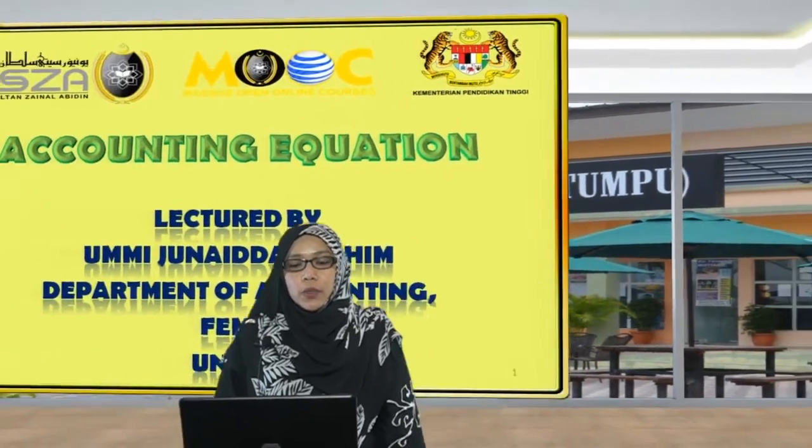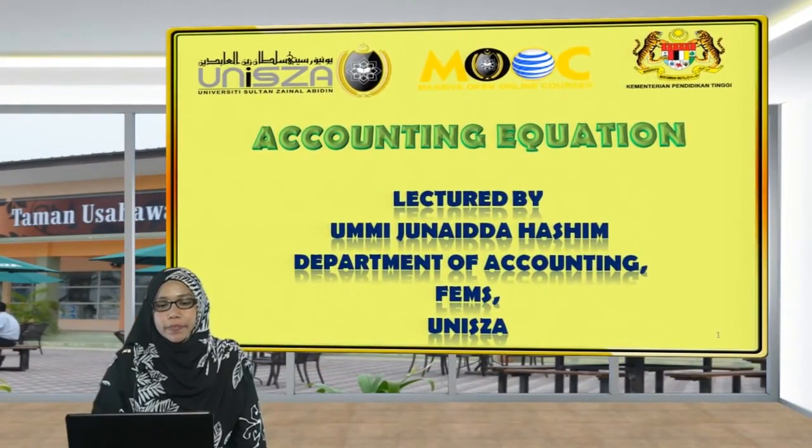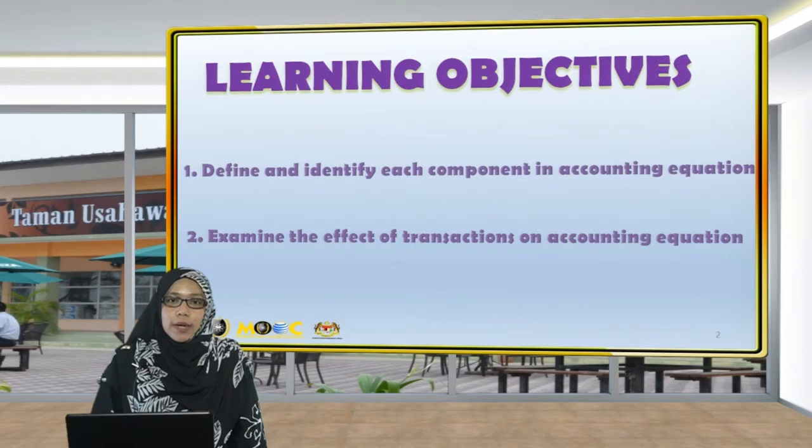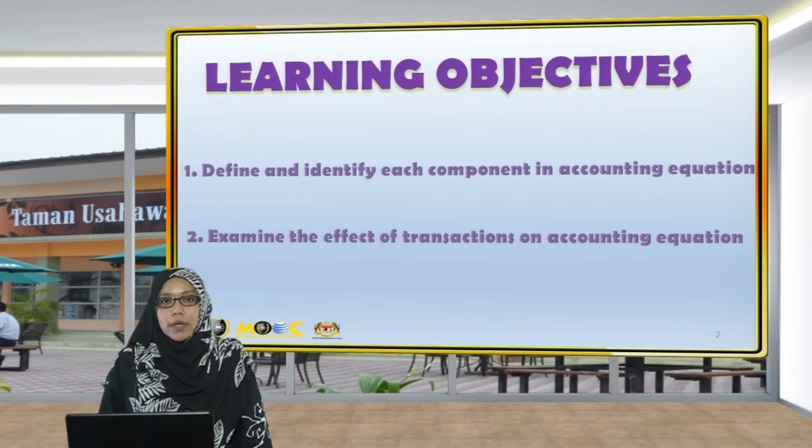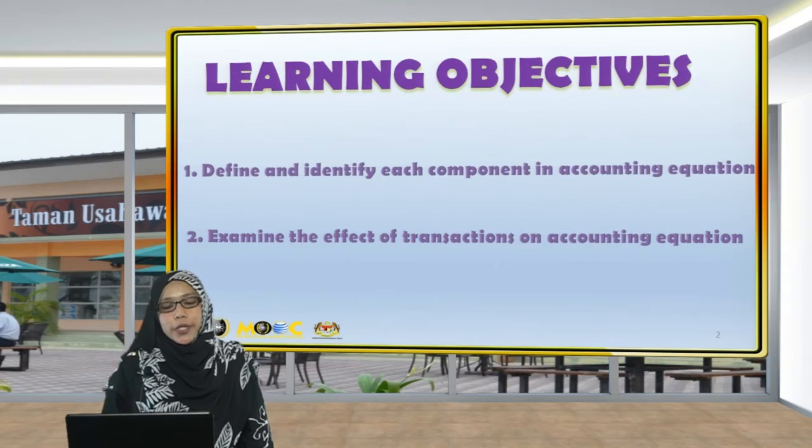Today, we will continue on accounting equation. In this chapter, we want to achieve the following learning objectives, which are: define and identify each component in accounting equation and examine the effect of transactions on accounting equation.